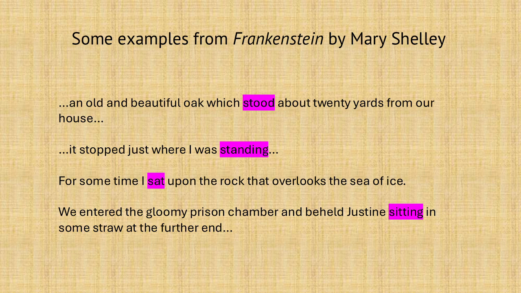And then we have, we entered the gloomy prison chamber and beheld Justin sitting on some straw at the further end. So here is an example of where sitting has been used as an adjective. And the other book is a more modern one. I took my other examples from Here One Moment by Liane Moriarty. So let's take a look at those.